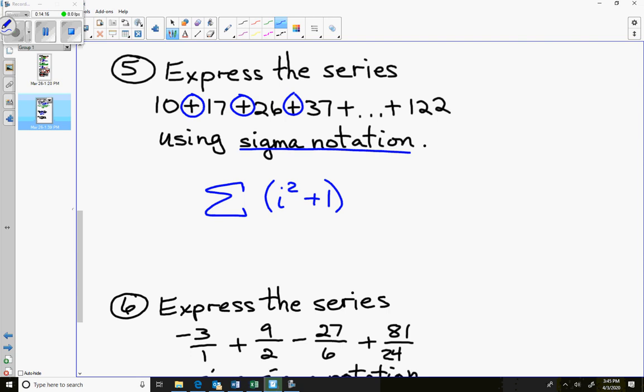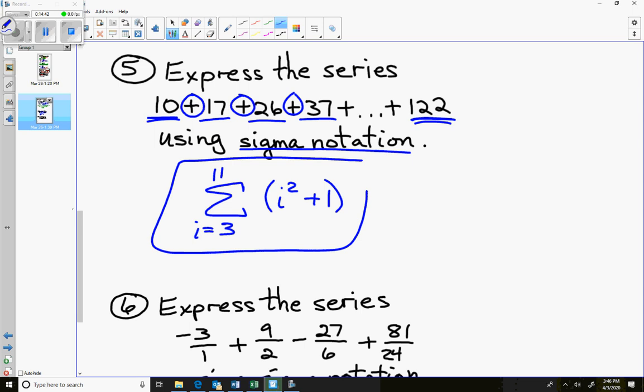Now, since I chose to use i's, it's going to be i equals. But where did I start? Where did my first term start? What is the perfect square? 3. What did we end with? 11. And it's all those in between. This one was 3 squared plus 1, 4 squared plus 1, 5 squared plus 1, 6 squared plus 1, all the way up to 11 squared plus 1.